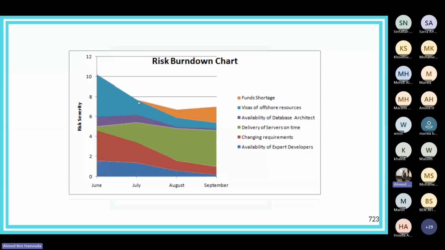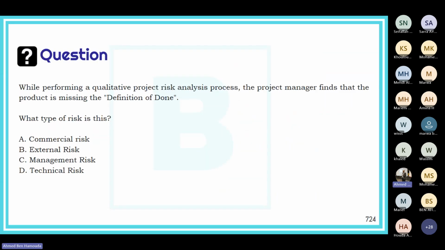However, in the middle of the project, a new risk appeared, which is having shortages in the funds, and it started as a very small risk, but the further we went in the project, the bigger it became. Okay, so this is the risk burn down chart. It tracks the risks based on data you feed the tool with. Okay, so that's a risk burn down chart. Let's have a couple of questions before we take a break.